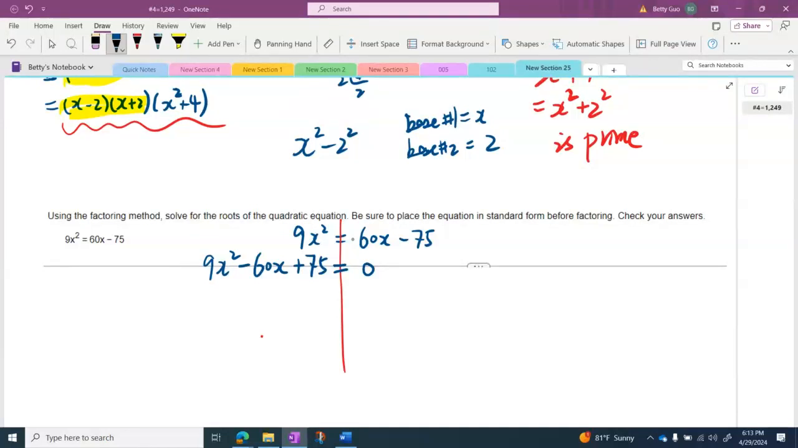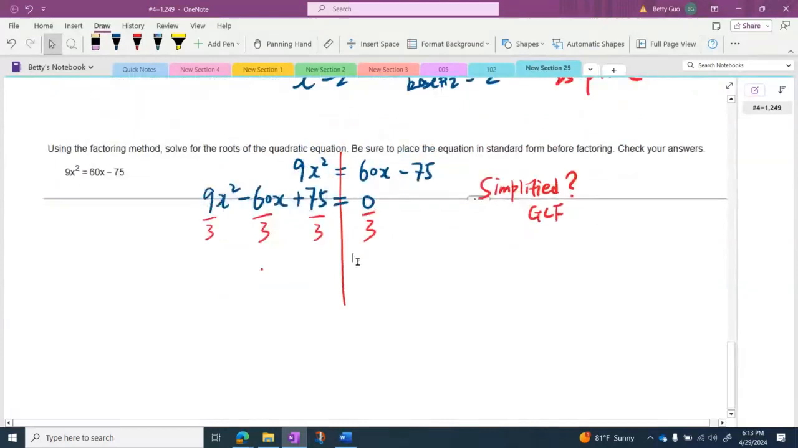And then what I do is observe whether this equation is simplified. Do I have any GCF to cancel? Let's look at the three coefficients, 9, 60, 75. 9 is divisible by 3. 60 is divisible by 3. 75, 7 plus 5 is 12, also divisible by 3. 0 is divisible by 3. The equation only has 4 terms.